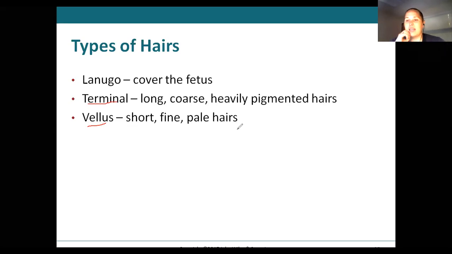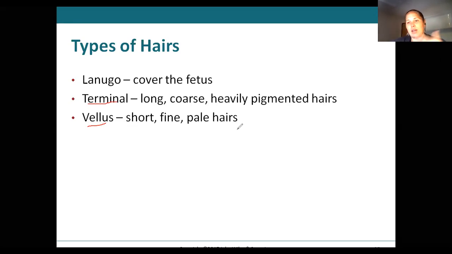And if you look at the differences between males and females, there's actually a much higher percentage of terminal hair on males. They have a much smaller amount of vellus versus females, who have a small amount of terminal hair and then a large amount of vellus. And you can just think about the different regions of the body and where those would be located.